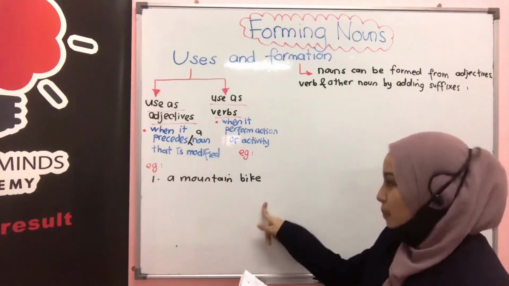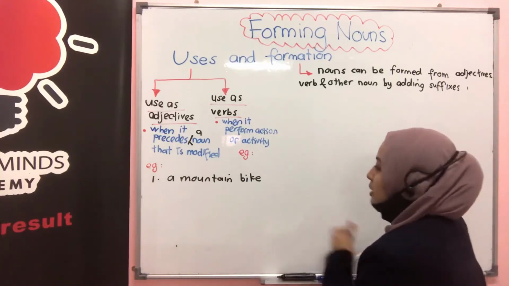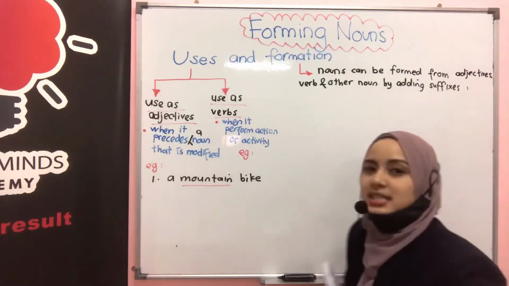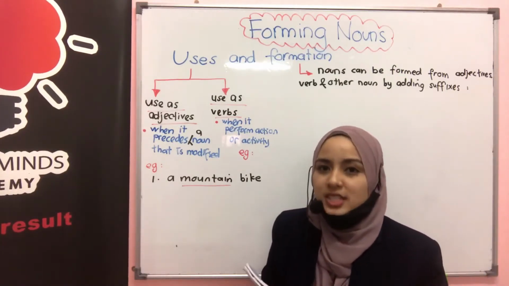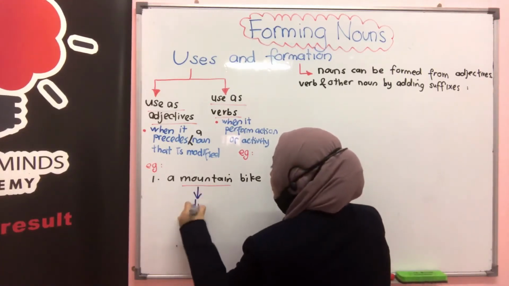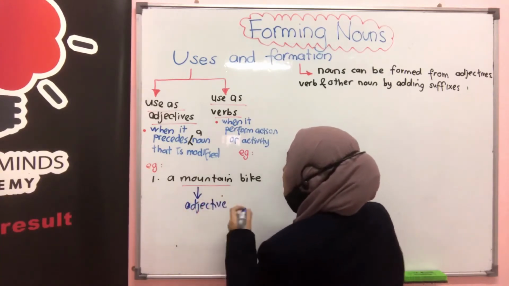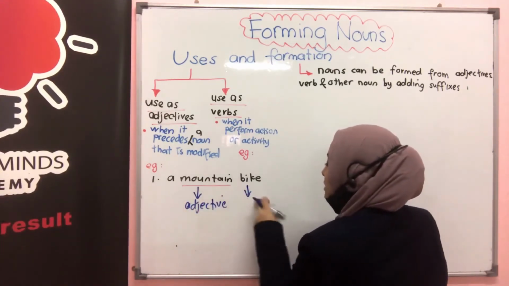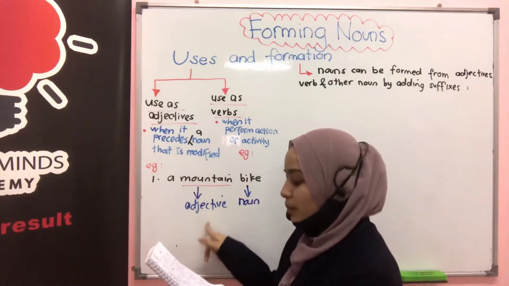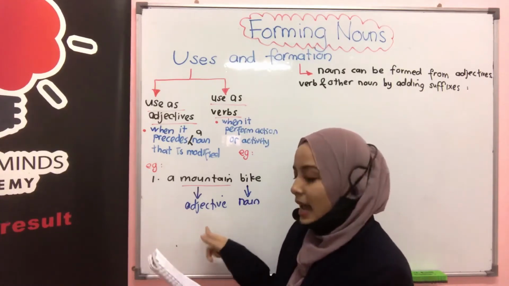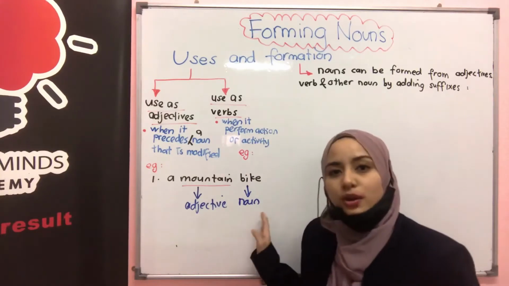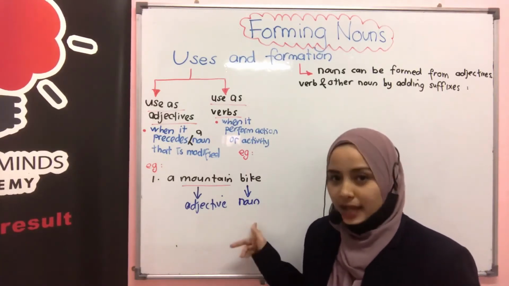Look at the first example. A mountain bike. When you look at this word, mountain, the word mountain functions as what? What do you think? This is an adjective for the noun, the word bike. So bike is the noun. So the word mountain functions as an adjective that modifies the noun, this word bike.